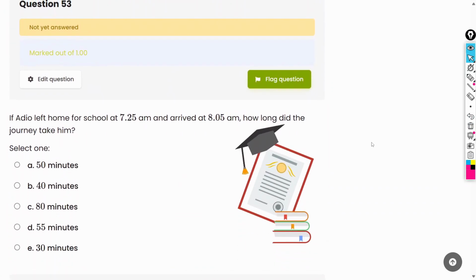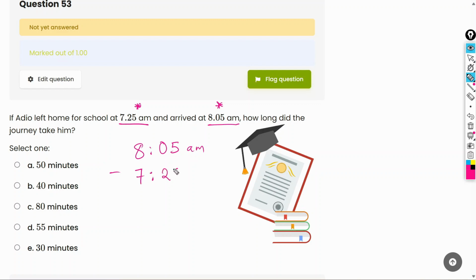If Adio left home for school at 7:25 a.m. and arrives at 8:05 a.m., how long did the journey take him? So find time from here to here. We subtract because we are finding the difference between them. So that's 8:05 a.m. minus 7:25 a.m. Since they are both a.m., the same day, we can subtract.